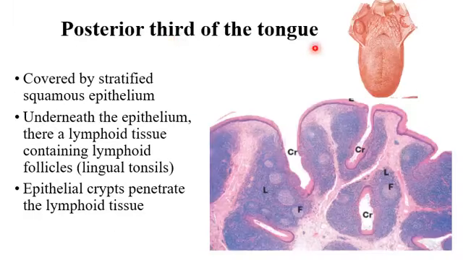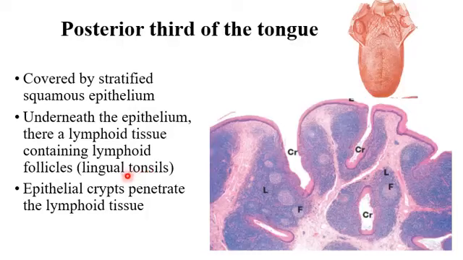I have just finished talking about the anterior two-thirds of the dorsum of the tongue. Now, I'm going to talk in brief about the posterior third of the dorsum of the tongue. This part is covered by a relatively smooth stratified squamous epithelium. The epithelium overlies lymphoid follicles of a lymphoid tissue called the lingual tonsils. Lingual tonsils, together with palatine tonsils and adenoids, form Waldeyer's ring.